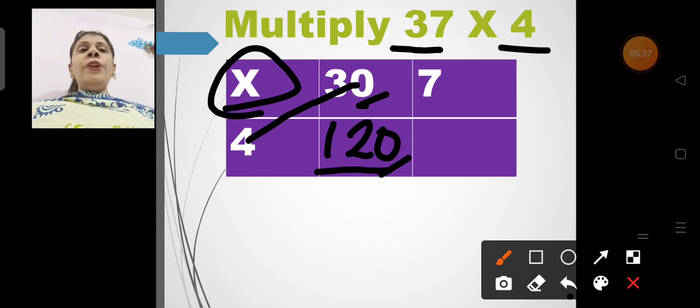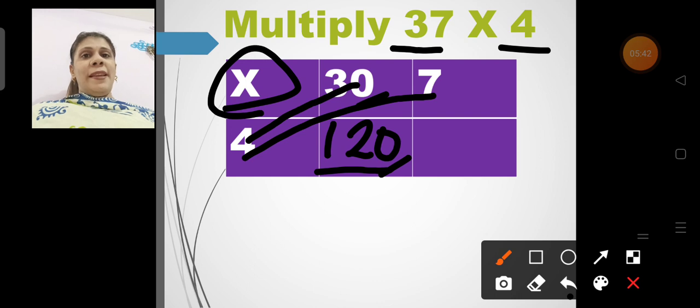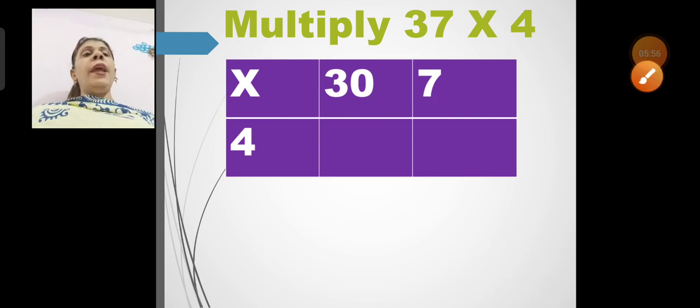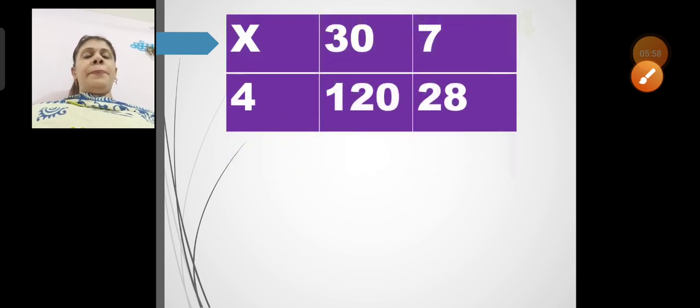Now what you are going to do? You are going to multiply this 7 by 4. So 7 ones are 7, 7 twos are 14, 7 threes are 21, 7 fours are 28. So I am going to write here 28. So what answer I got? 120 and 28. Okay. Now we'll come to the next step.